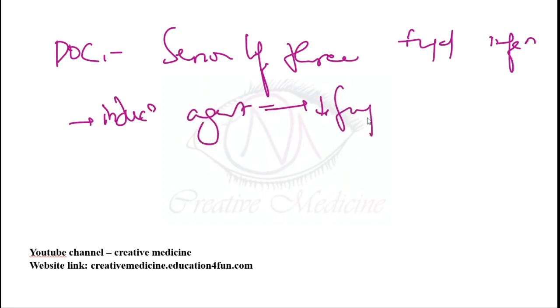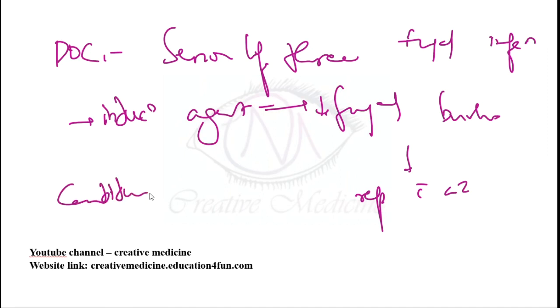And thus it decreases the fungal burden, and thus it is replaced with azoles. It is also used in candiduria. In candiduria, we can do bladder irrigation with amphotericin B.